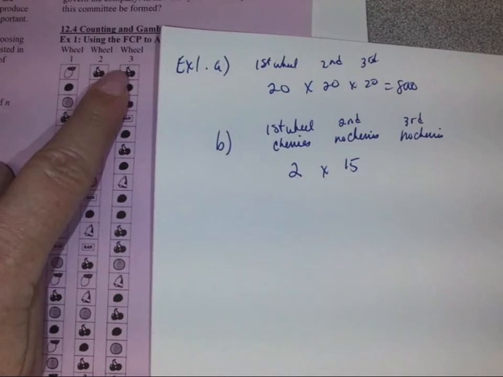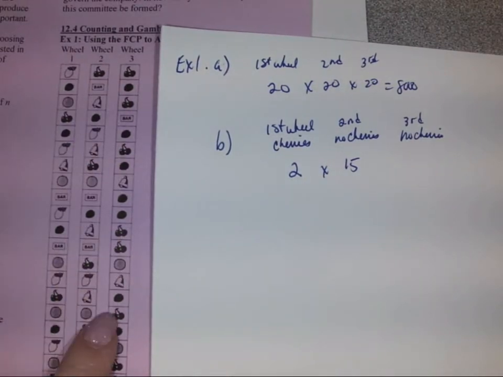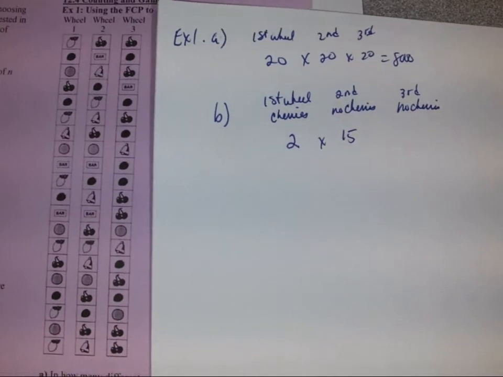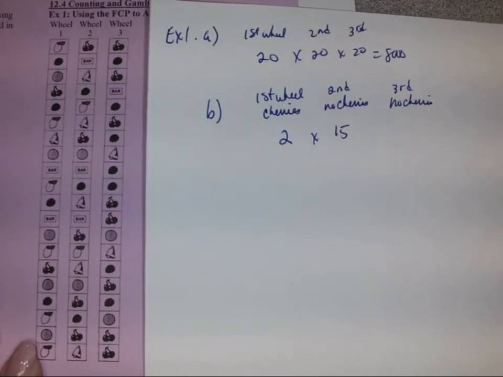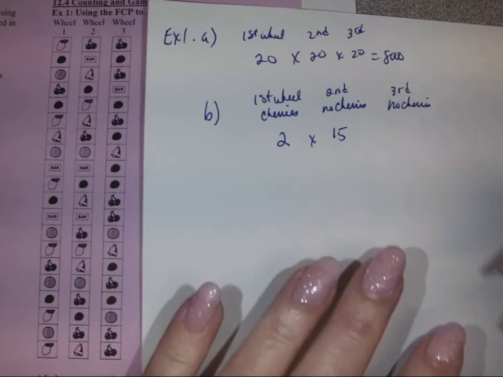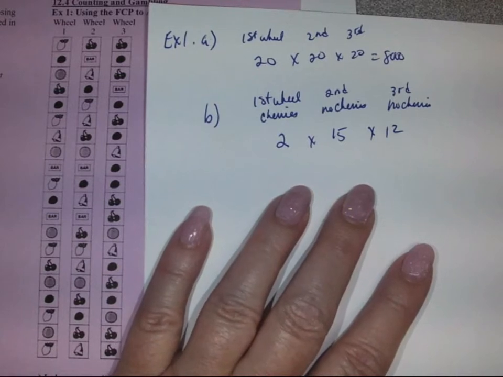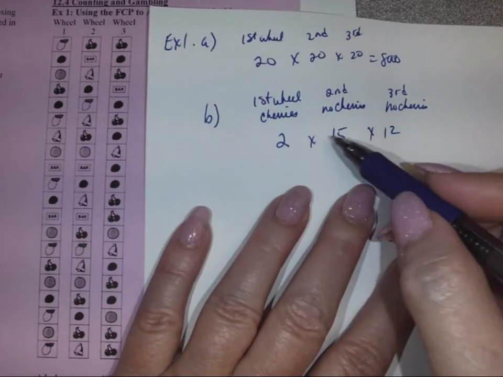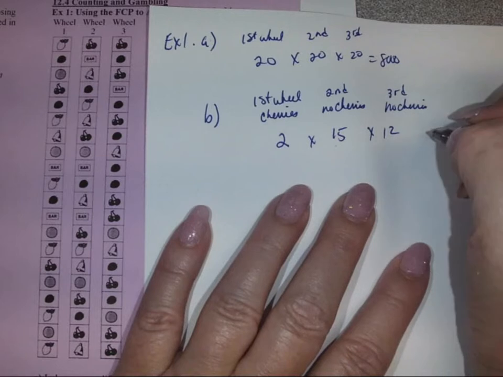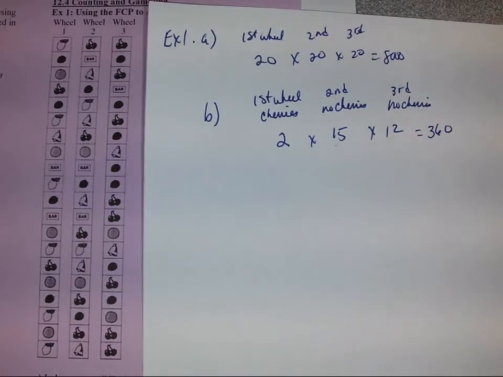On the third wheel, we have 1, 2, 3, 4, 5, 6, 7, 8 cherries in total. So if we have 8 cherries, we want to not get cherries, so 20 minus 8 would get us 12 with no cherries. And if we multiply 2 times 15 times 12, we will get 360 possible ways that we could win with that.